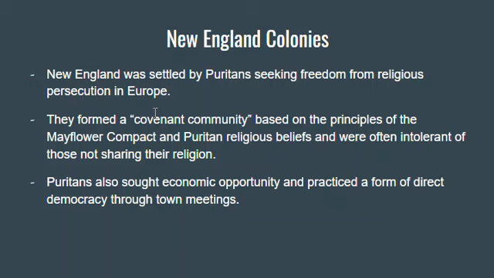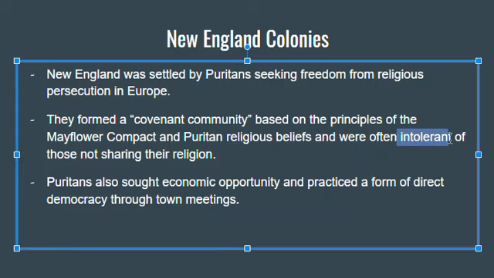They formed a covenant community based on the principles of the Mayflower Compact and the Puritan religious beliefs, and were often intolerant of those not sharing their religion. So a covenant community just means it was based on the Mayflower Compact, and it was really based on their religious beliefs. However, New England colonies were intolerant. So if you were not Puritan, they didn't like you. If you were Catholic, you would not want to go to the New England colonies. If you were Jewish, you would not want to go to the New England colonies.